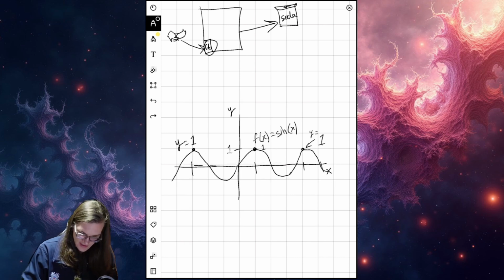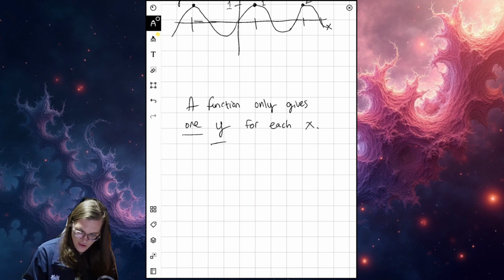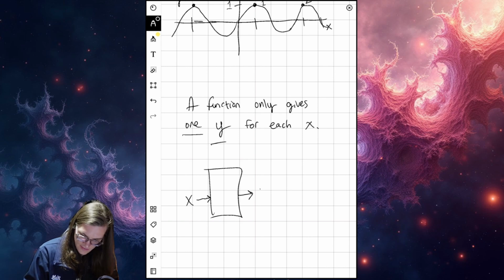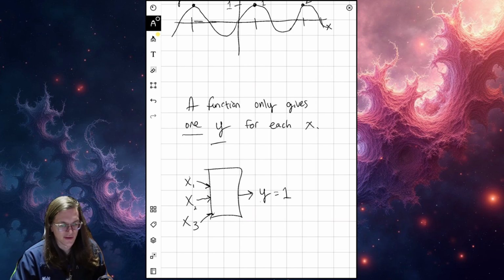It's just to say that a function only gives one y for each x, right? So as long as an x going in only gives a single unique y, it's a function. You can have different x's go in and all give this y, like in sine of x here, y equals 1. That's fine in a function as long as this x1 only gives 1 and x2 only gives 1 and x3 only gives 1. I hope that's clear.